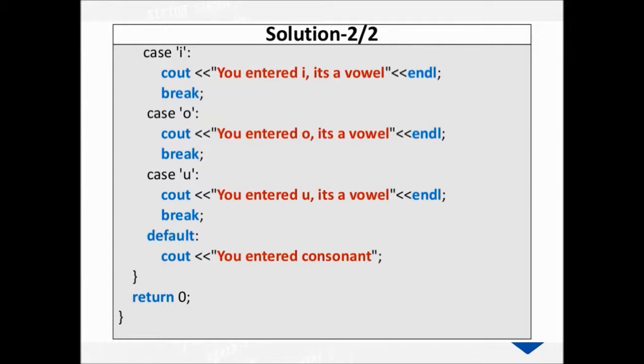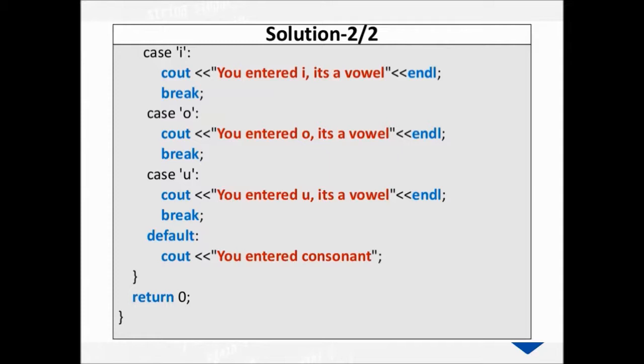If this statement is false, then we have another case which is O. O is another vowel. In case O means O is equal to c. If it is true, then it prints on the screen "You entered O, it is a vowel". If this condition is false, then we have another case which is case U. If it is true, it prints on the screen "You entered U, it is a vowel".